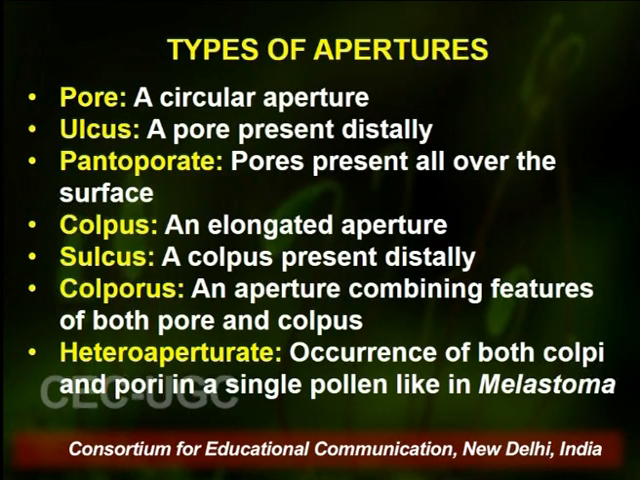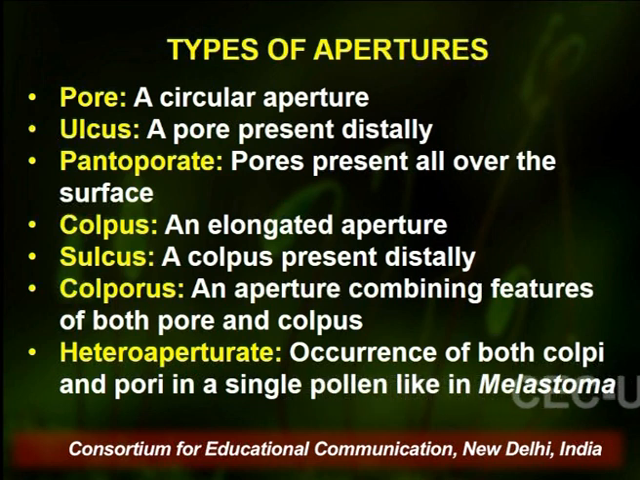The number of apertures is variable and so is the type of the aperture. The apertures can be of different shapes and different sizes. Here I have listed certain types of apertures. We say that it is a pore when the aperture is circular in shape. It is called an ulcus when the pore is present distally, that means on the distal end of the pollen grain, which is away from the center of the tetrad. Pantoporate pollen grains have pores present all over the surface of the pollen grain.